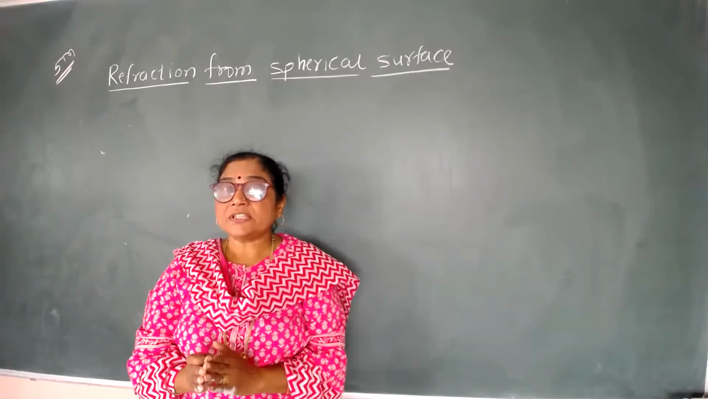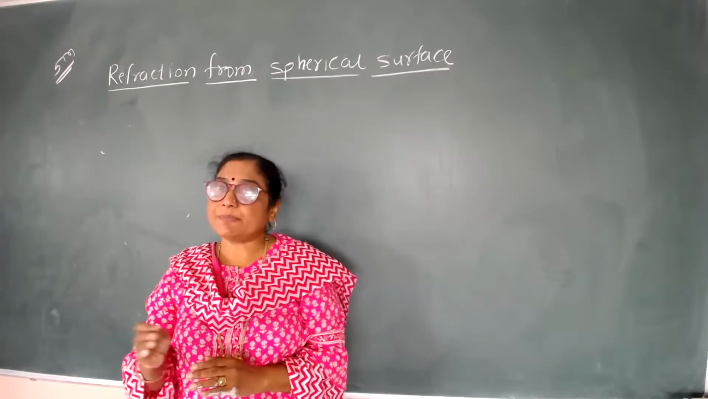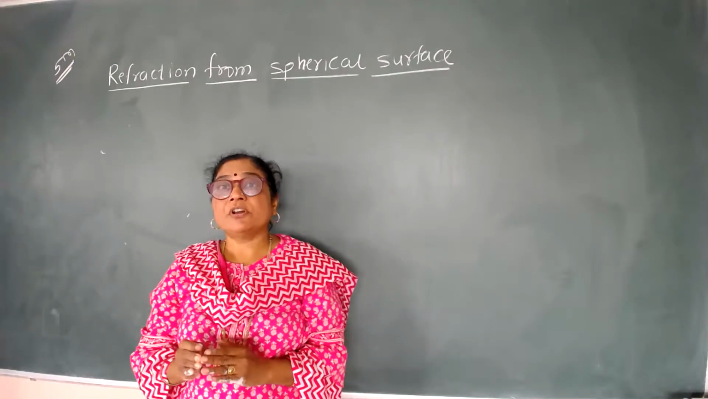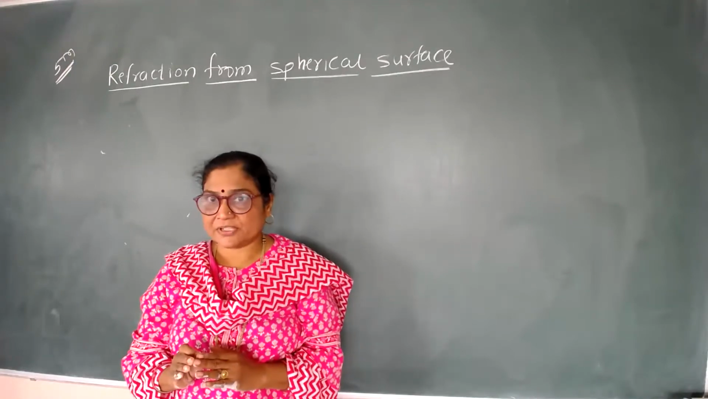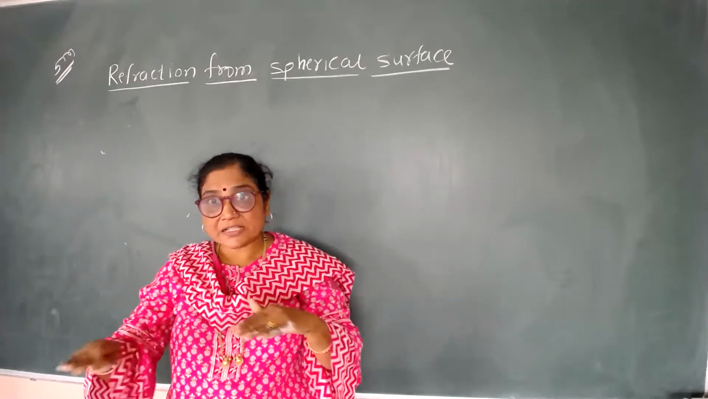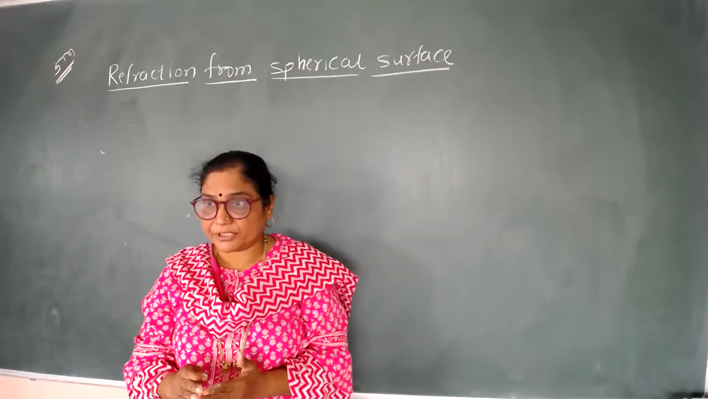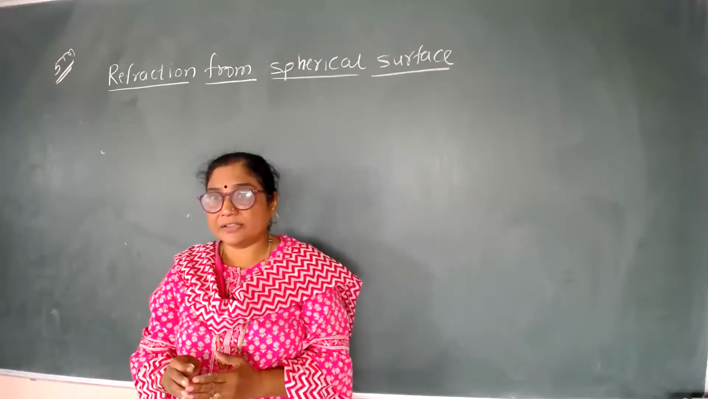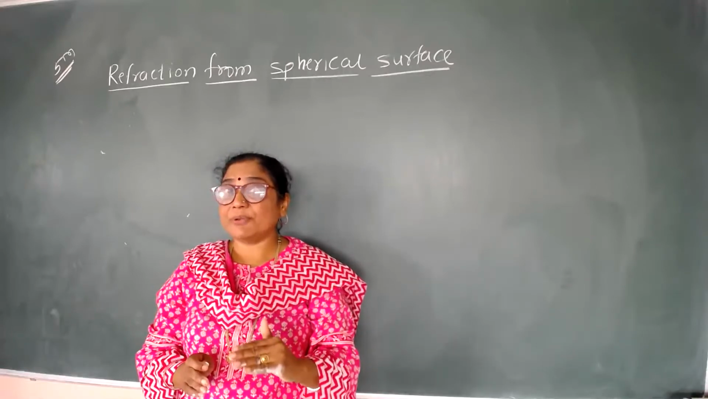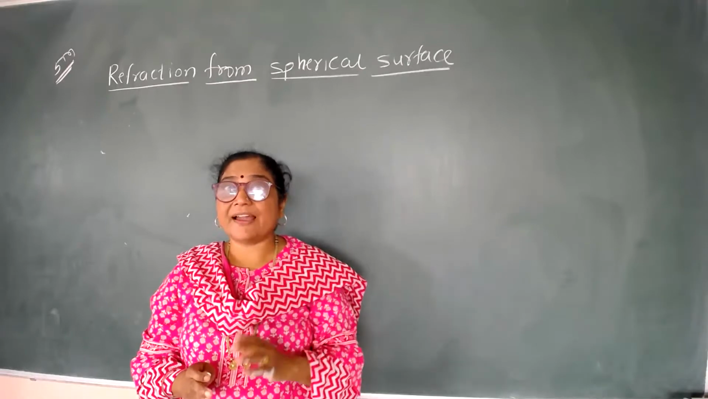Okay, so this relation is related to the refraction through the spherical surface. In the earlier classes, we studied the refraction from the plane surface. When light rays are incident on the plane surface, they are bent towards the normal or bent away from the normal, and they propagate straight. For the plane surface we noted the lateral shift, normal shift, total internal reflection and critical angle.